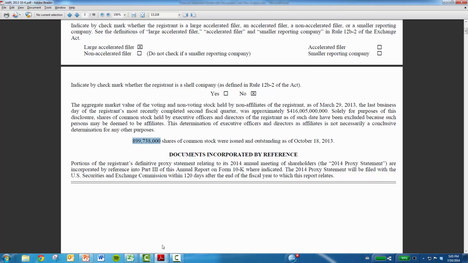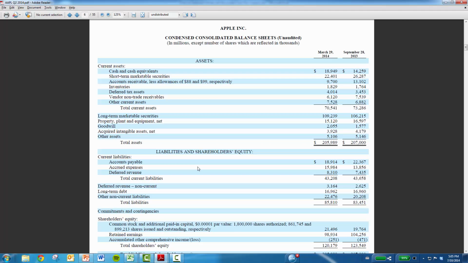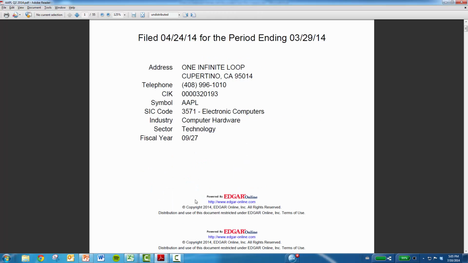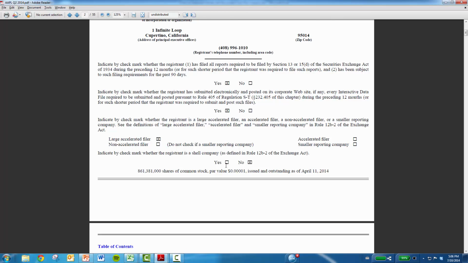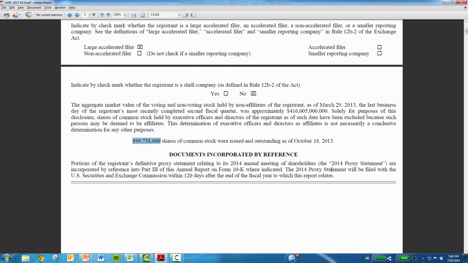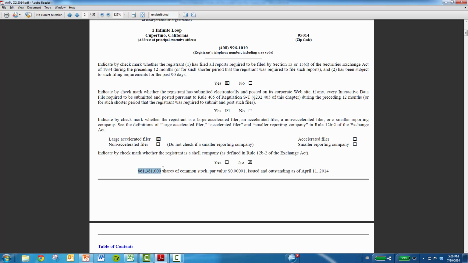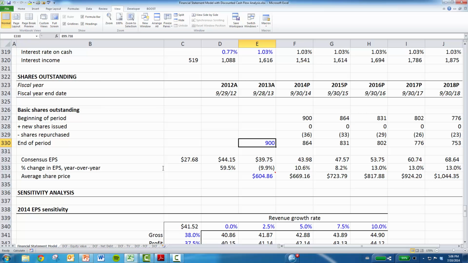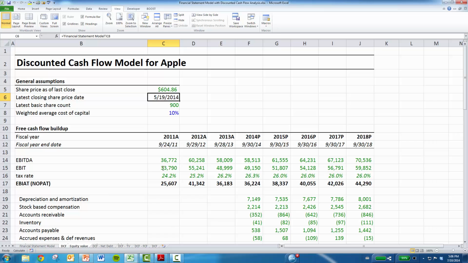But of course, several quarters have passed. In fact, we're in Q2 now, and we have a new share count disclosure from the company that's closer to the current date, which is May 19th. It's 861,381. This is as of April 11th, 2014. So we're going to replace the number that we currently have in our model that was just pulling from the financial statement model. We're going to copy and paste that in here.